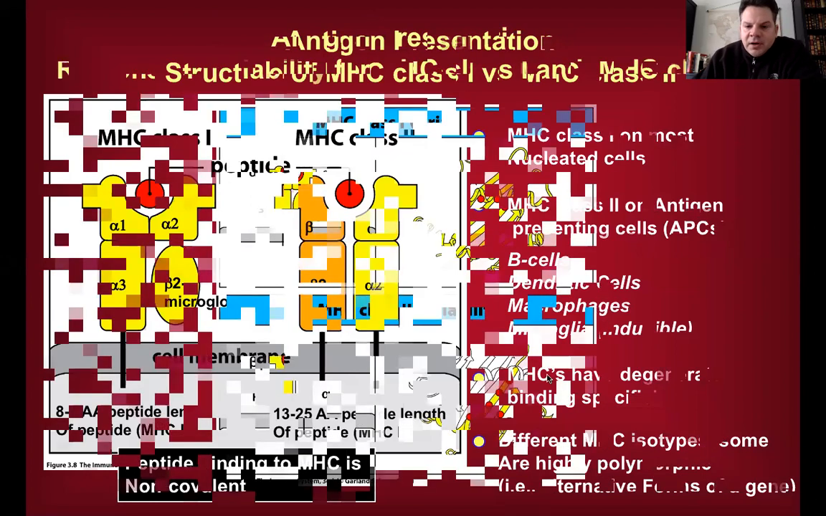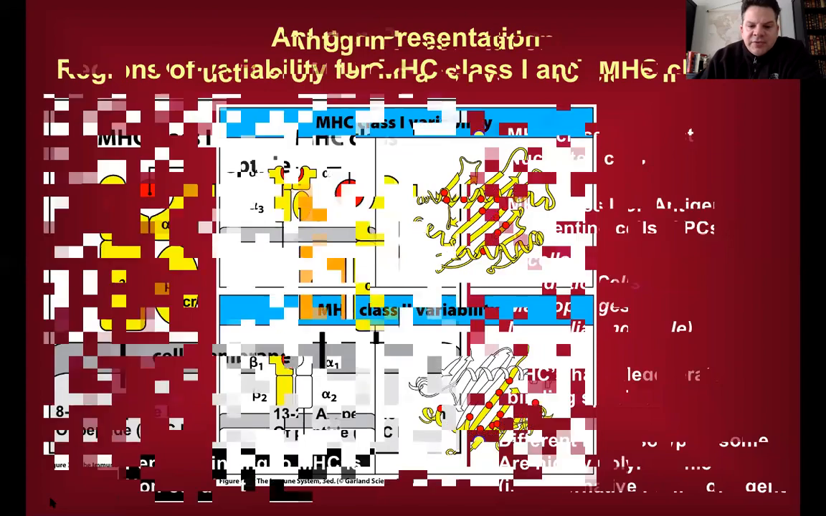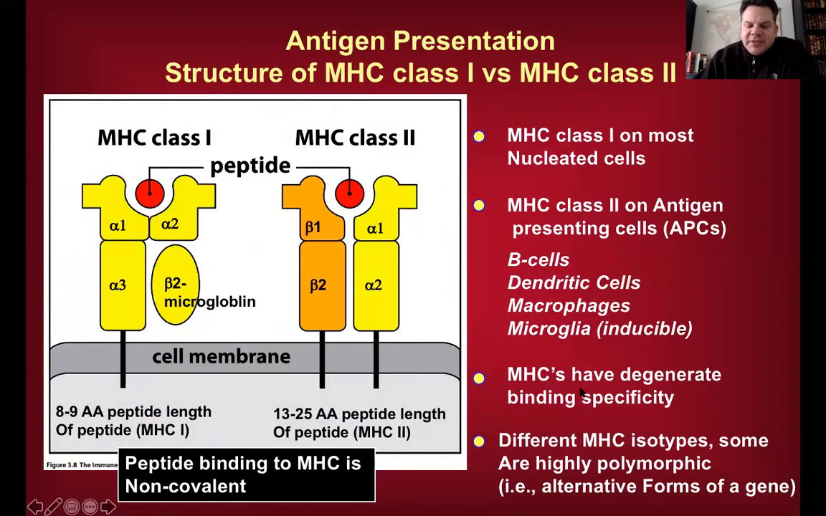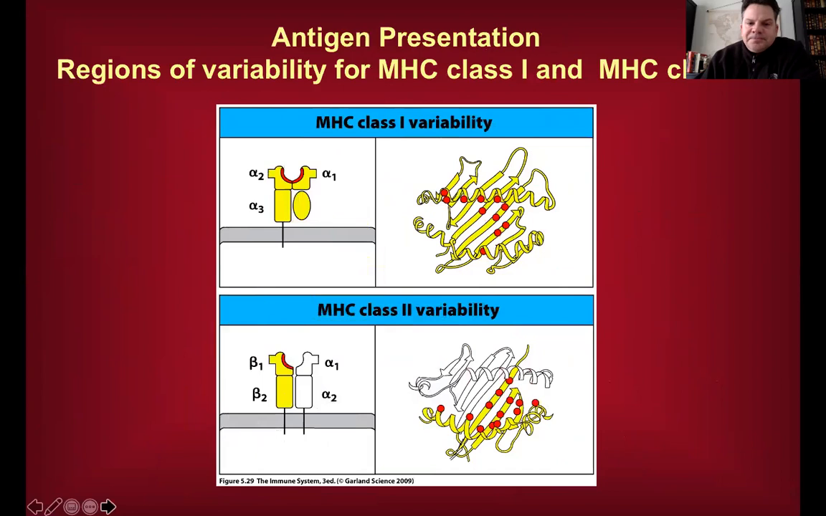Okay, so MHCs have what's called degenerate binding specificity, meaning they can put a lot of different things in the binding cleft as long as they're the right size. And then there are different MHC isotypes. Some are highly polymorphic. So we can see some different MHC isotypes that will lead to something called MHC restriction.